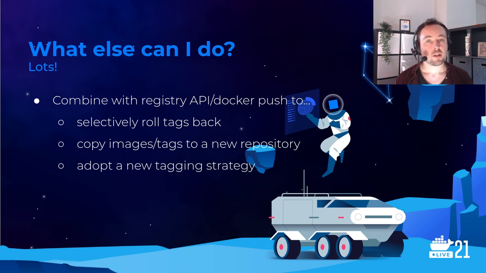Or we can simulate renaming a repository or splitting it into two by running through the images in that repository and pushing them to a new repo. Or we can adopt a new tagging strategy by scanning through the images in a repository and pushing them to new tags.